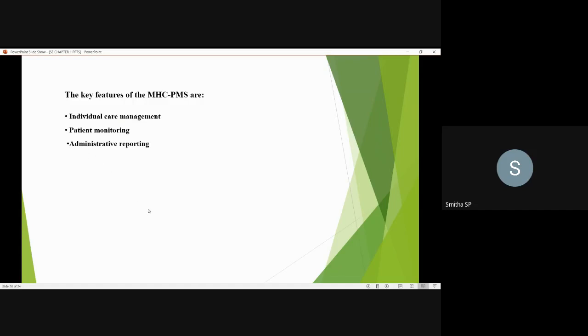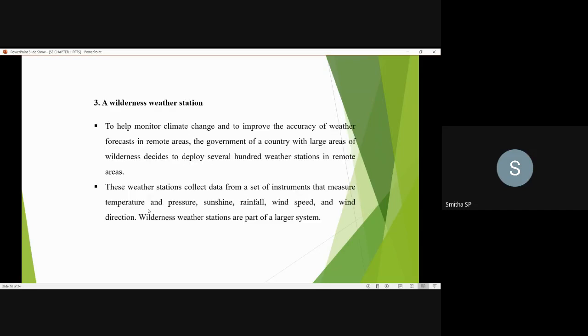In the next session, we shall discuss a wilderness weather station information system. This is another case study. We shall discuss it in the later sessions.